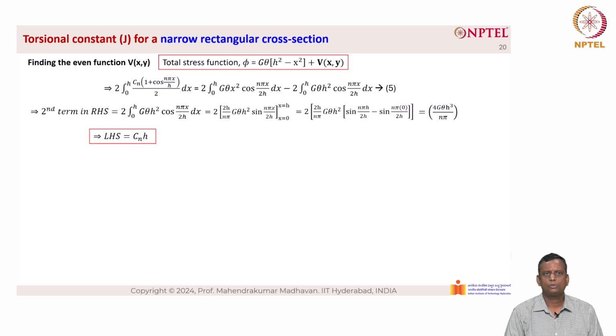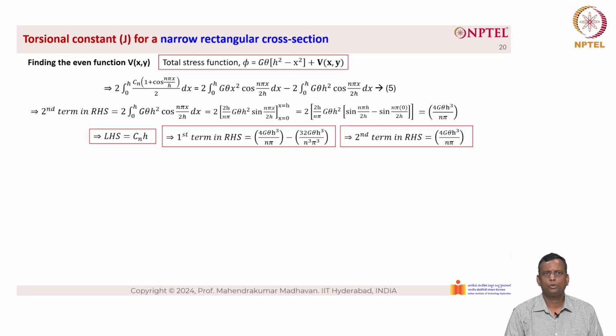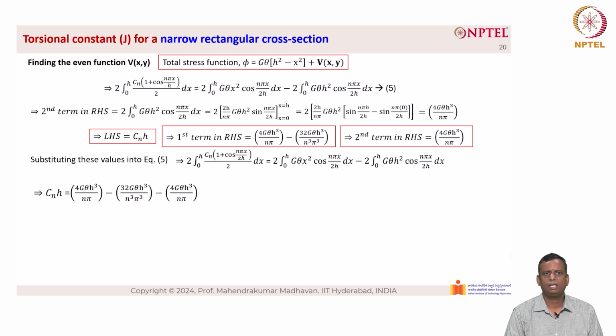Now LHS equal to Cn into h. First term in the RHS is 4g theta h cube by n pi minus 32g theta h cube by n cube pi cube. And the second term in RHS is 4g theta h cube by n pi. So substituting these values in equation 5, we have Cn into h equal to 4g theta h cube by n pi minus 32g theta h cube by n cube pi cube minus 4g theta h cube by n pi.